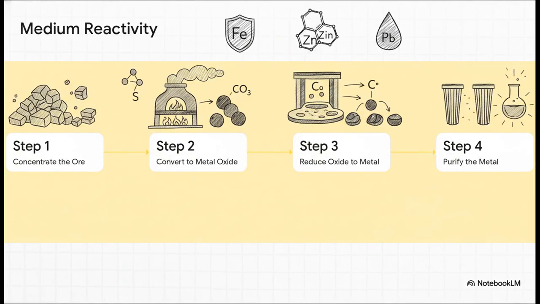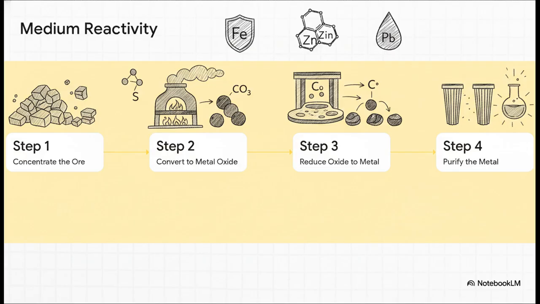All right, moving up into the middle of the pack. This is where we find our friend iron, along with others like zinc and lead. These guys are found in compounds, like carbonates or sulfides. To get them out, first we have to heat the ore to turn it into a simpler form, a metal oxide. We call that roasting or calcination.